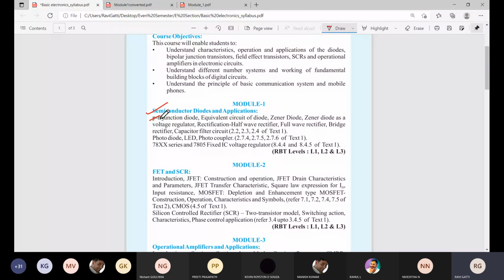Okay, so can anybody tell me what you mean by rectifiers? Yes, can anybody tell me what you mean by rectifiers? Anyone? What do you mean by a diode? It's a device that converts AC to DC. Yes, it's a device which converts AC to DC.